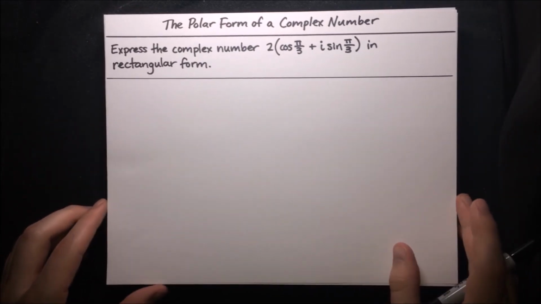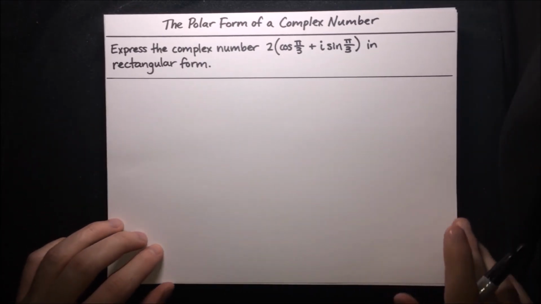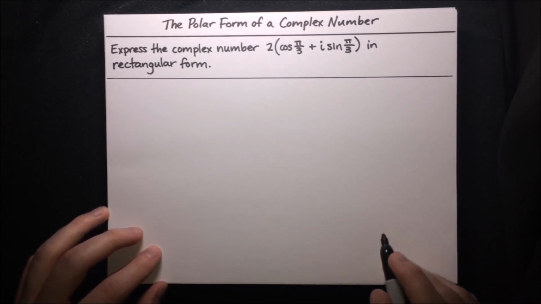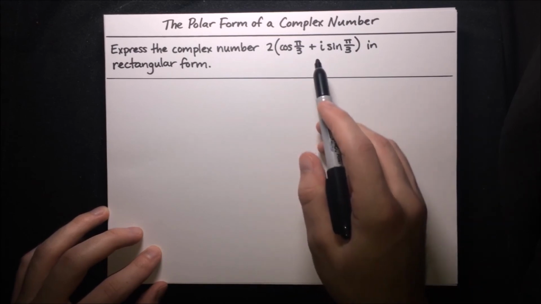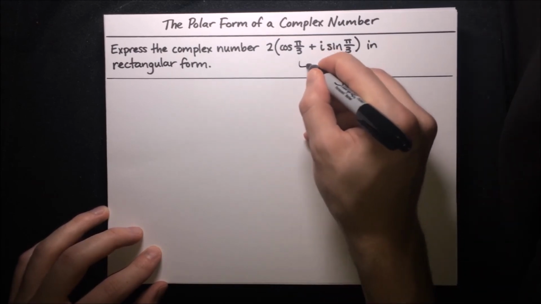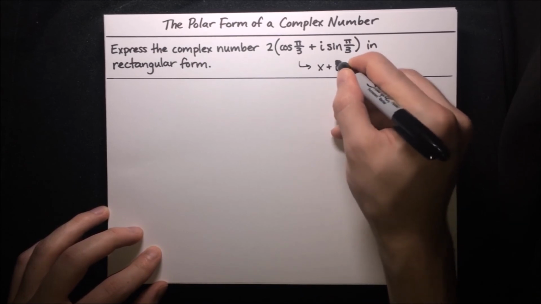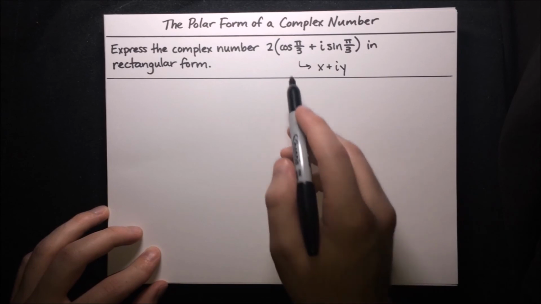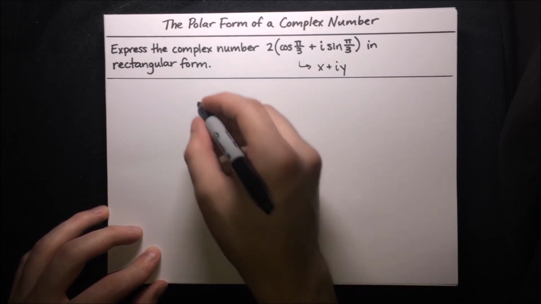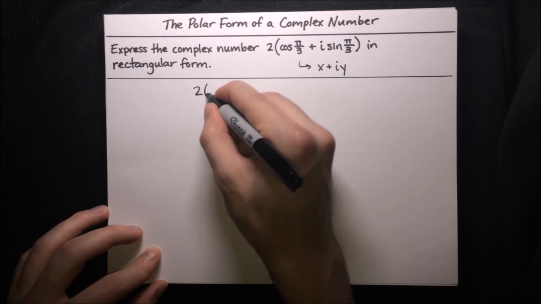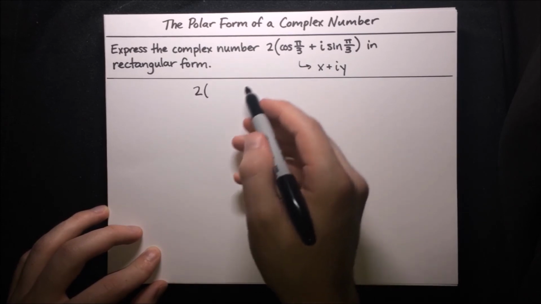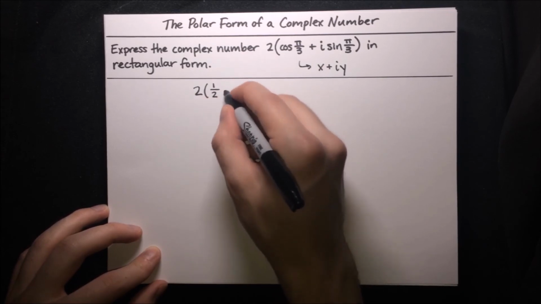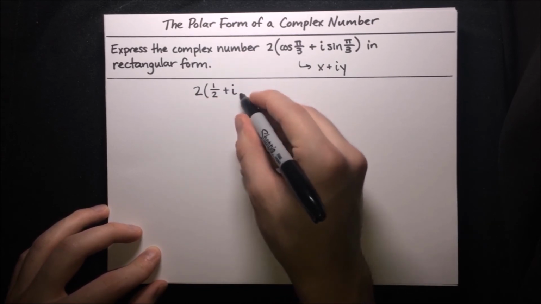Lastly, we want to express the complex number 2 times the quantity cosine of pi over 3 plus i sine of pi over 3 in rectangular form. So we want to take this form, which is in polar form right now, and turn that into x plus iy, rectangular form. And to do that, all we really have to do is evaluate this expression. So let's go ahead and do that. 2 times cosine of pi over 3. What's cosine of pi over 3? It's just a half. Think back to the unit circle. So a half, then plus i times sine of pi over 3.